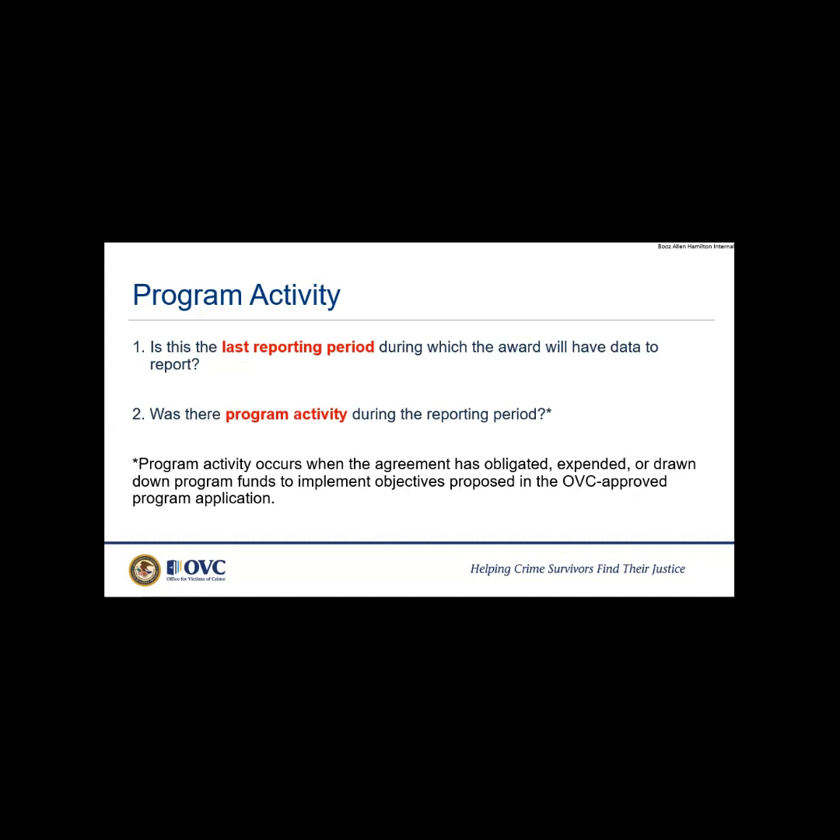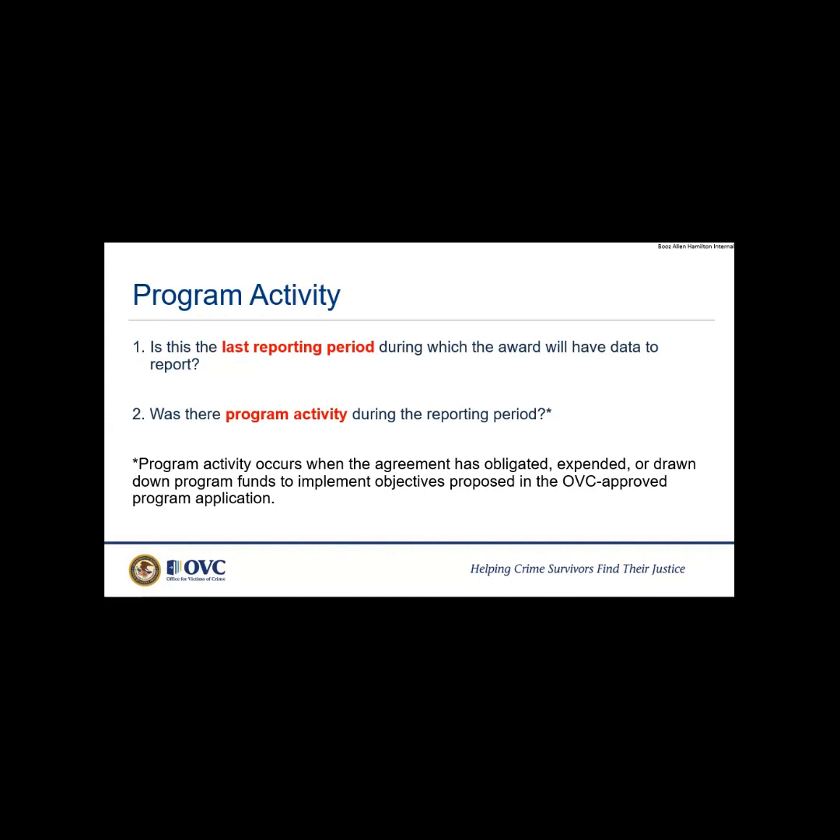The second question is a really important one, asking if there was any program activity during the reporting period. Program activity at OVC is defined as whether there was any funding obligated, expended, or drawn down to complete the implementation of objectives that are proposed by OVC. So basically, was there any funding spent? If there was funding spent, then you would answer yes to that question. If there was no funding spent, then you would answer no, there was no program activity.